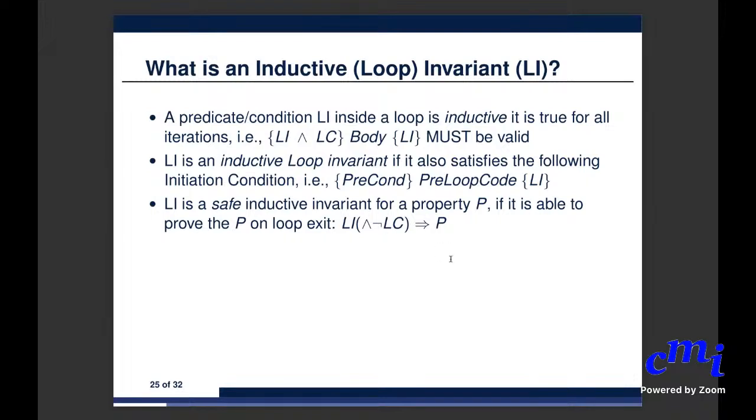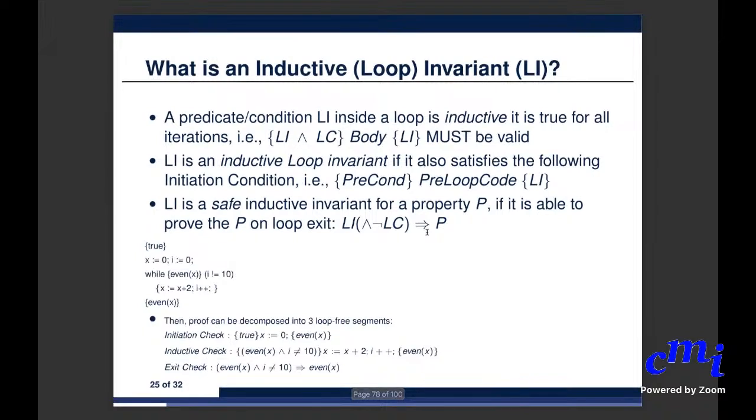With all these three, the loop invariant is said to be safe, or adequate to prove the property P, if this condition holds good. If you have that, then you can prove it without actually unwinding. I'll show this example in my lecture today, and then discuss details in my next class.